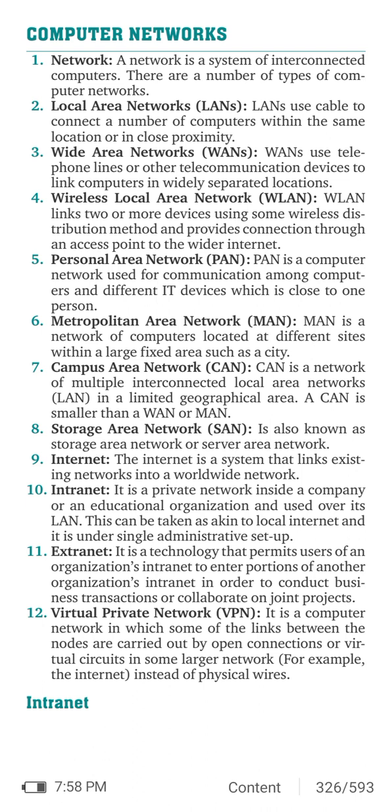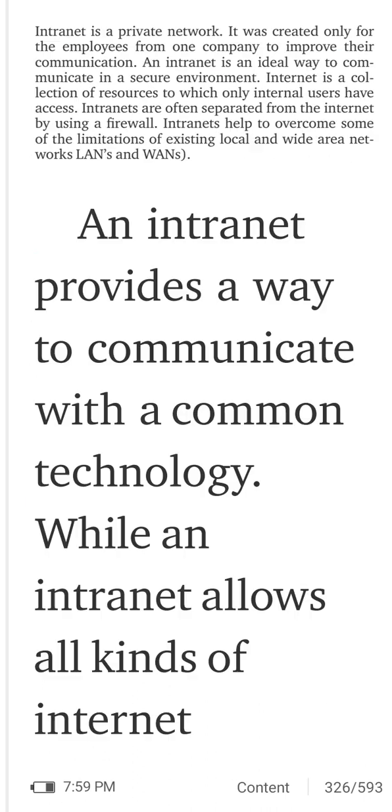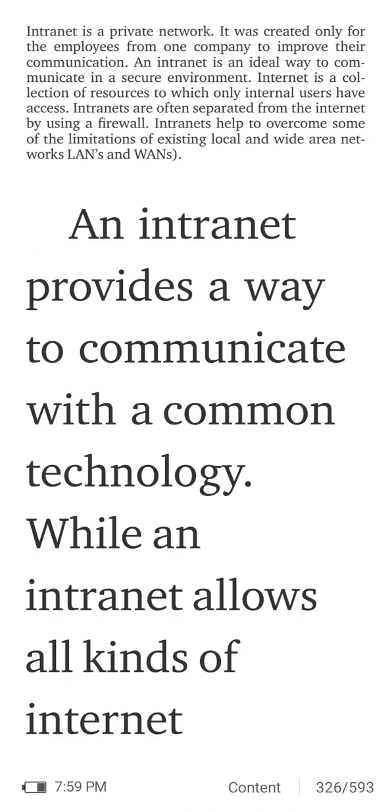Then extranet. It is a technology that permits users of an organization's intranet to enter the intranets of other organizations in order to conduct business transactions or collaborate on joint projects. Then virtual private network. VPN is a computer network in which some of the links between the nodes are carried out by open connections or virtual circuits in some larger network, for example, the internet, instead of physical wires.